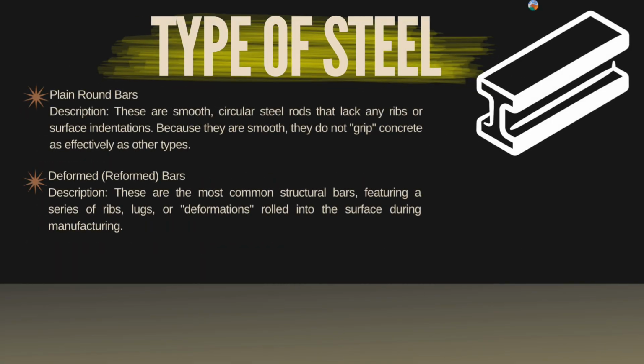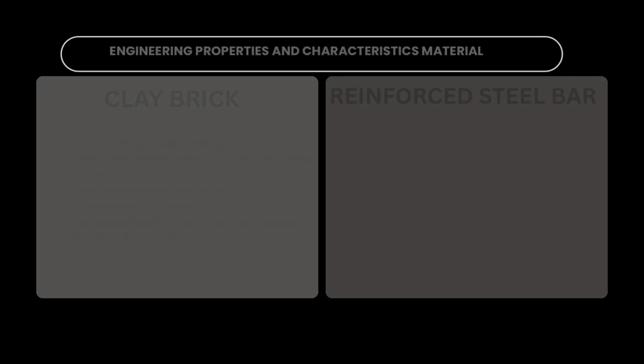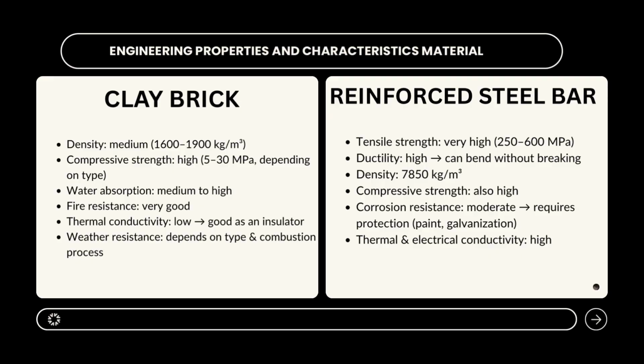Types of steel. There are two types of steel. The first one is plain round bars. These are smooth, circular steel rods that lack any ribs or surface indentation. Because they are smooth, they do not grip concrete as effectively as other types. Deformed bars are the most common structural bars, featuring a series of ribs, lugs, or deformations rolled into the surface during manufacturing.